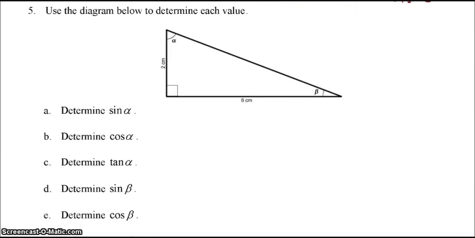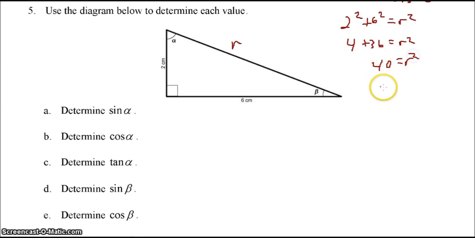Use the diagram below to determine each value. Sine of alpha. First we better find that hypotenuse. I'll just call it r. 2 squared plus 6 squared equals r squared. So 4 plus 36 equals r squared. That means 40 equals r squared. And so the square root of 40 equals r.